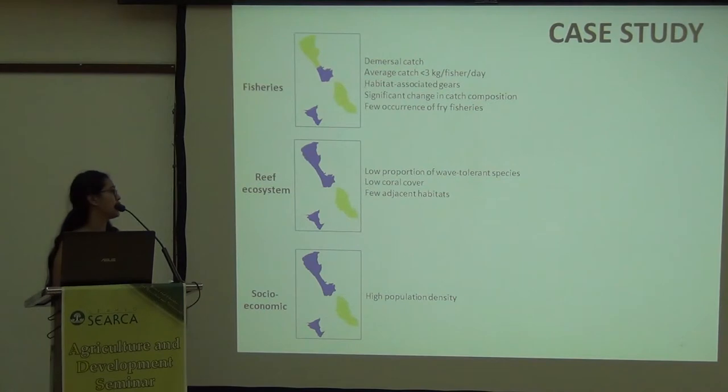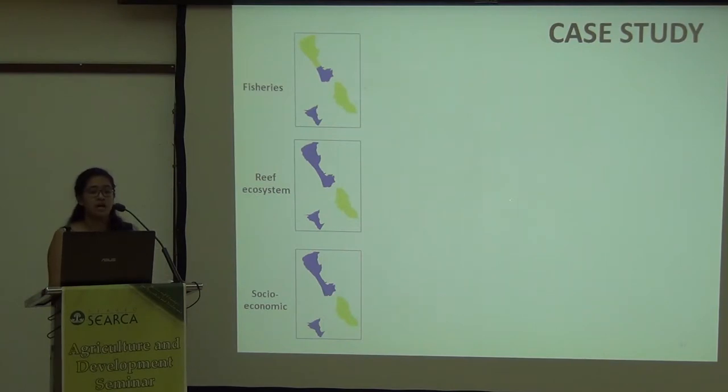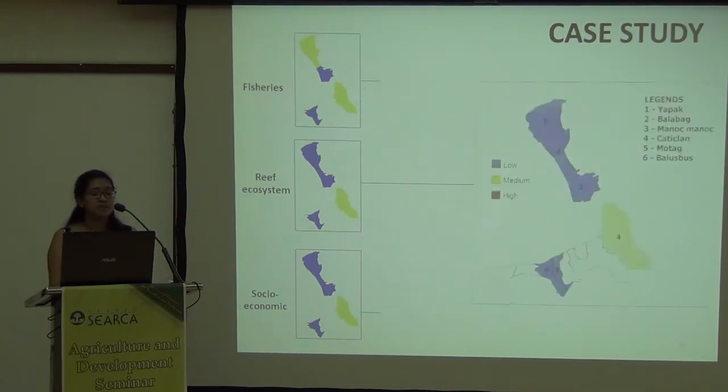And for the socioeconomic, their only main driving factor is the high population density, because it's compensated by the amount of income. So the adaptive capacity is more on this socioeconomic component. The overall vulnerability doesn't change much, so it's low to medium.